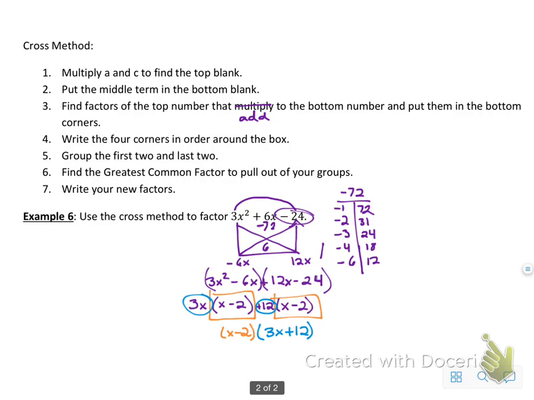Okay, well now we should be done. We wrote our new factors. That was step 7. But in one of them we have a GCF that we can take out. In this blue one we can take out a 3. So let's take out the 3.